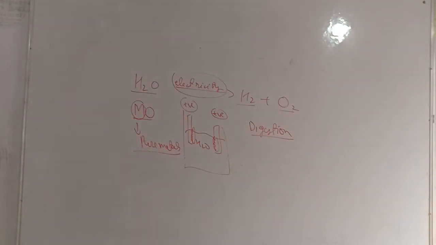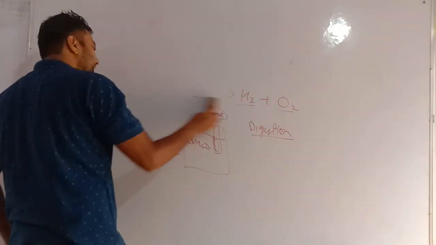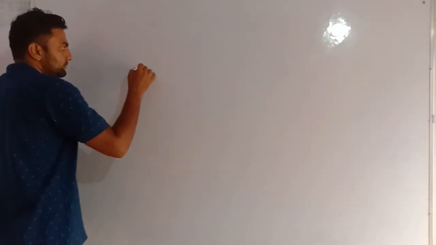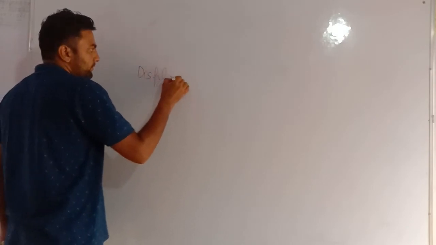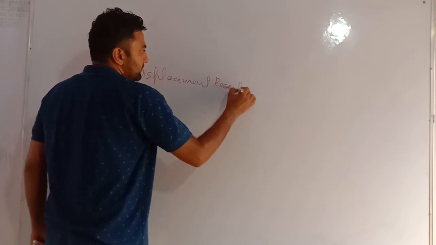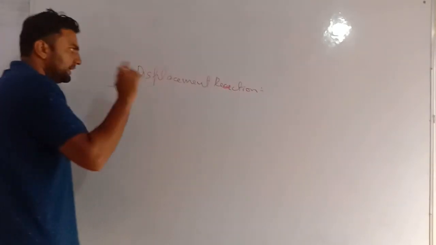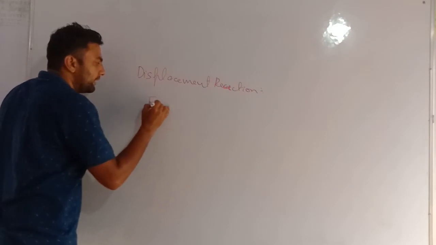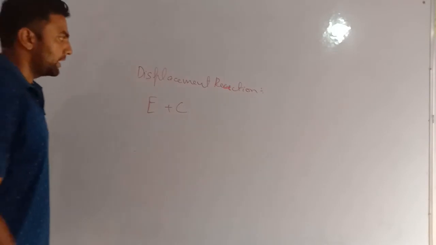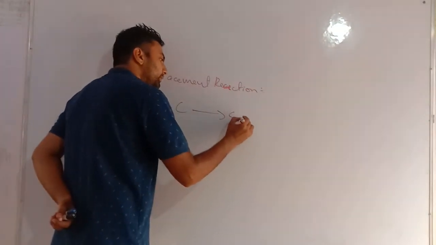Okay, my dear friends, the third category or third type of reaction is displacement reaction. We've already done this reaction many times. What is a displacement reaction? We will see. In a displacement reaction, always an element reacts with a compound, and what we get is again a compound and an element.